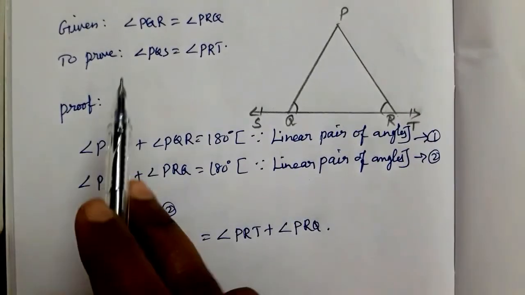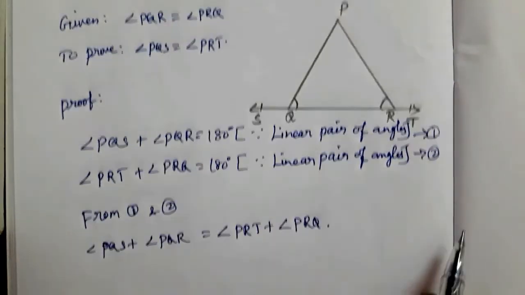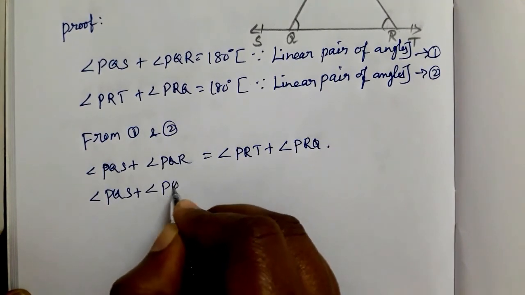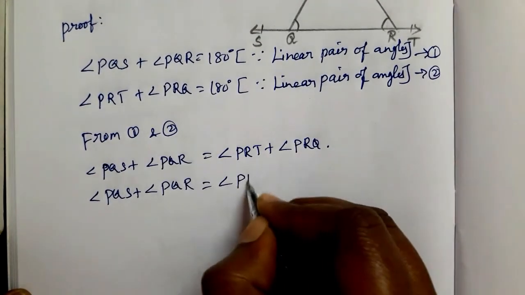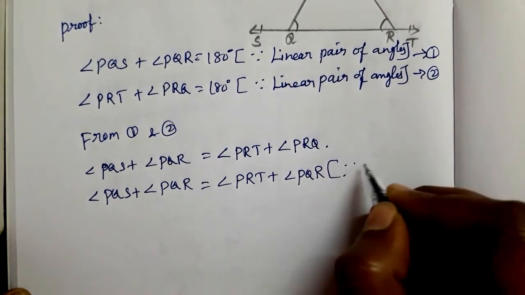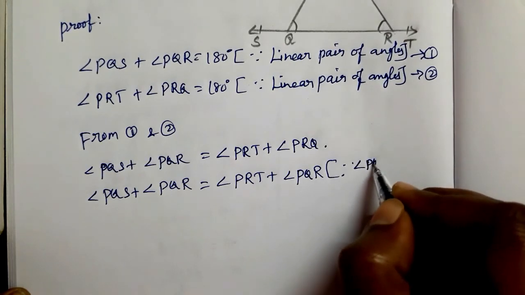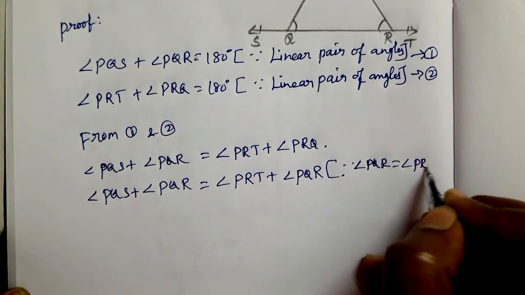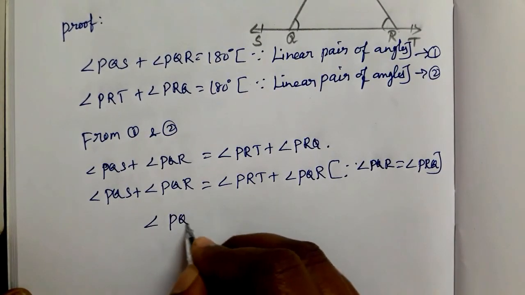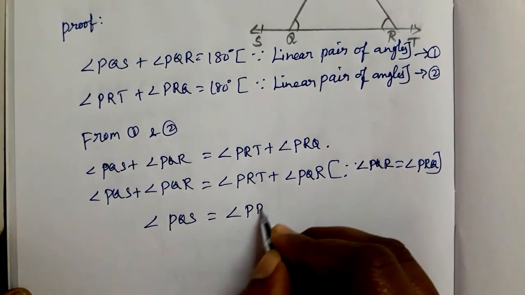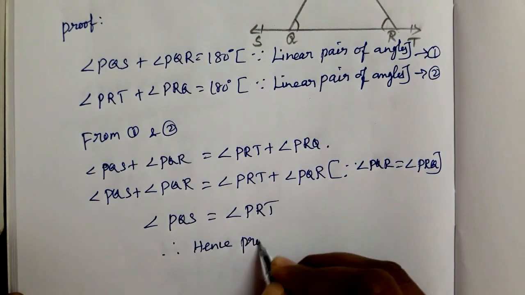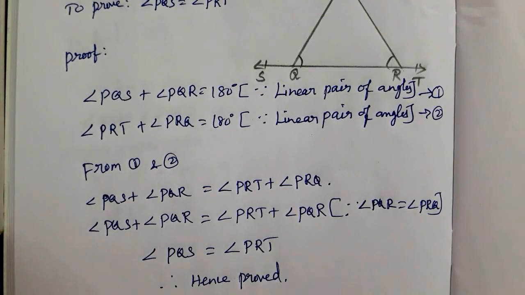Already we know that angle PQR equal to angle PRQ. So angle PQS plus angle PQR equal to angle PRT plus angle PQR, because angle PQR equal to angle PRQ. Angle PQR cancelled here, remaining we will get angle PQS equal to angle PRT. Therefore, hence proved. That's all for the third question.